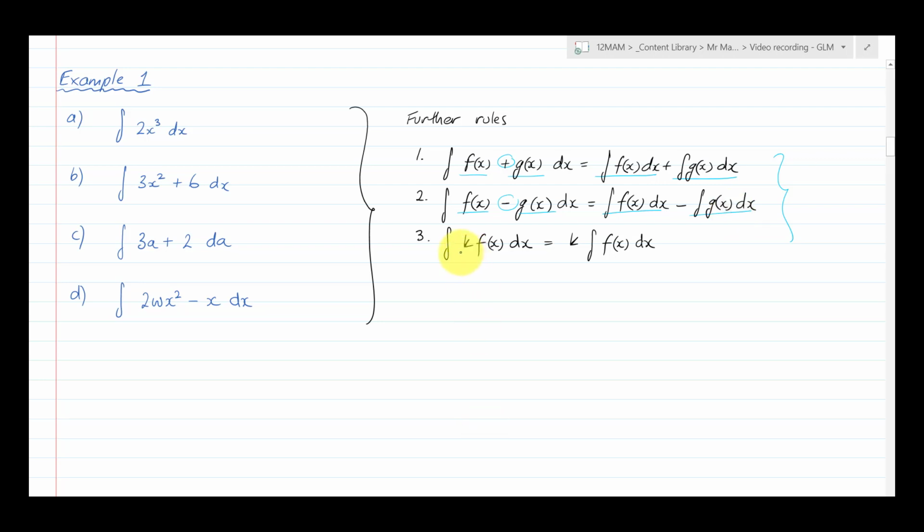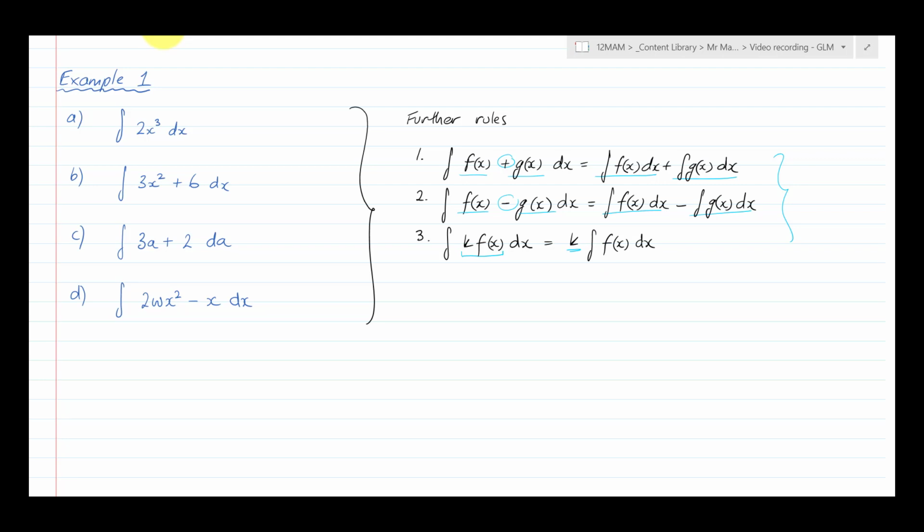And this last one is if you have a constant times a function, well, then the integral of this constant doesn't really change anything. You can bring it out the front if you want to, and it doesn't make any difference to the original function that you're integrating. That will become more important a little bit later on as well.